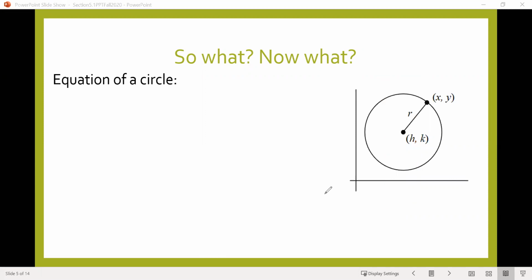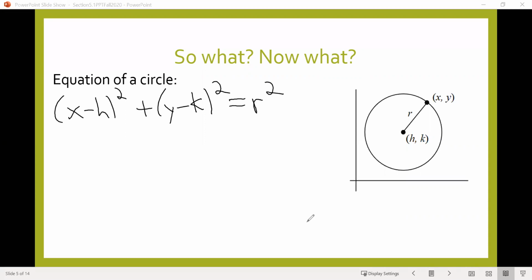However, even though it's true that circles are not functions, they are still important shapes that we need to be able to consider, so we need to be able to write the equation of a circle. Now I'm going to write down the general equation. It is given by (x - h)² + (y - k)² = r², where r is the length of the radius of the circle.